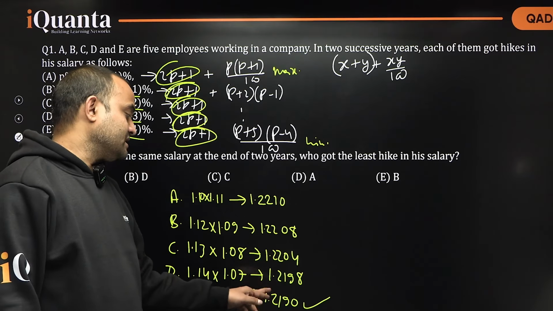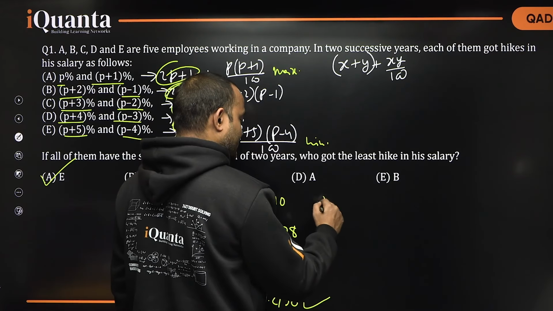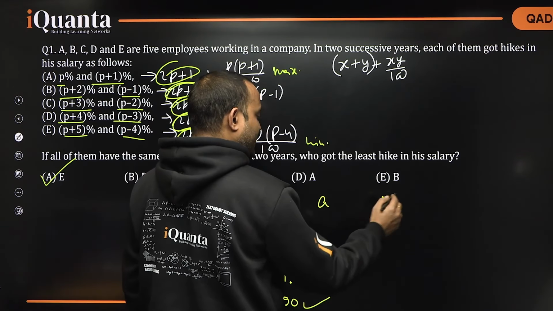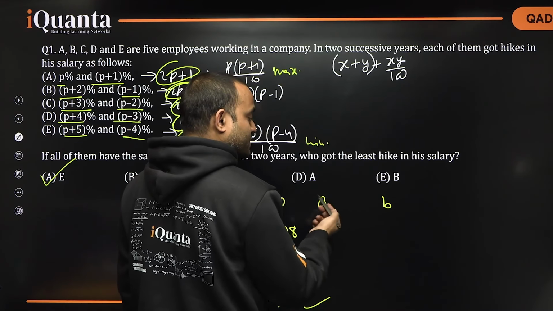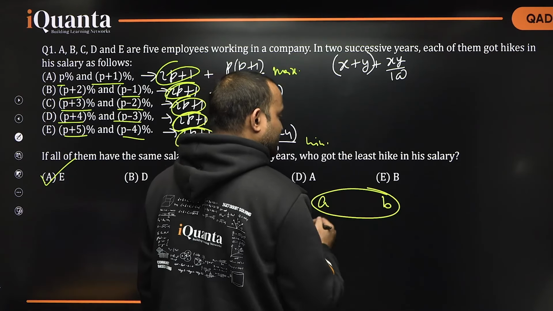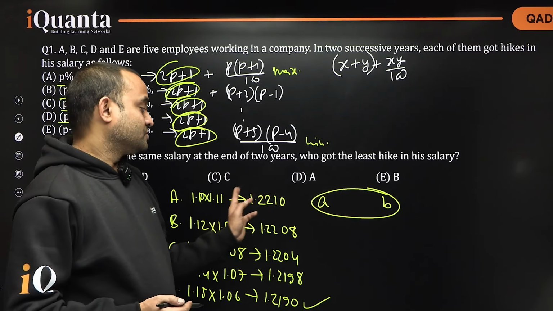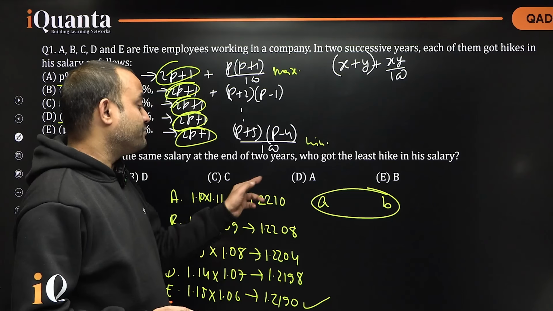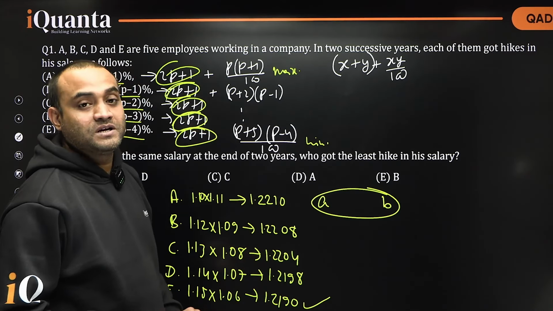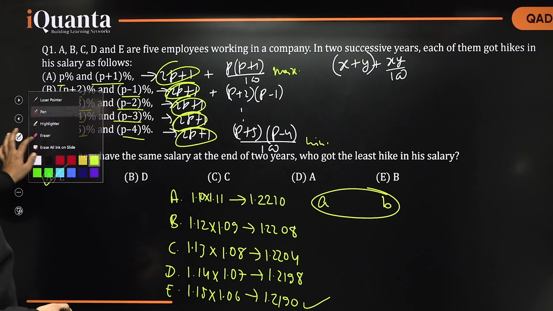If the minimum increase, so basically if I say my initial salary is A and the final salary is B, the difference is B minus A. So this is what we need to minimize. This value has increased by the biggest amount. So the hike will be minimum here and the hike will be maximum here. This is what it says, who got the least hike in his salary, and that's why option E.